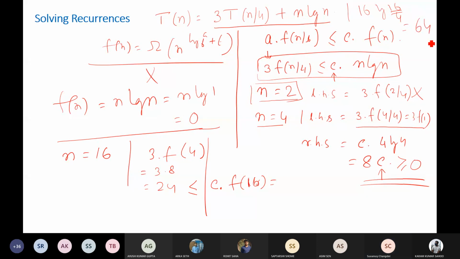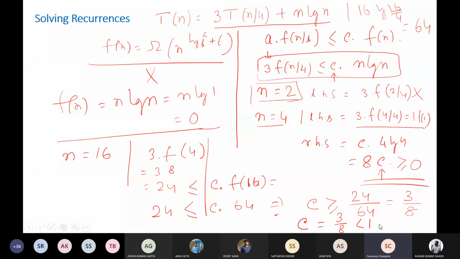So we can write that 24 is less than or equal to some constant into 64. So from here we can write that C is greater than or equal to 24 by 64, that is equals to 3 by 8. So if we choose any value which is greater than or equal to 3 by 8, let us consider C is equals to 3 by 8, which is less than 1. So we have a value of C which is less than 1, for which this condition is true.